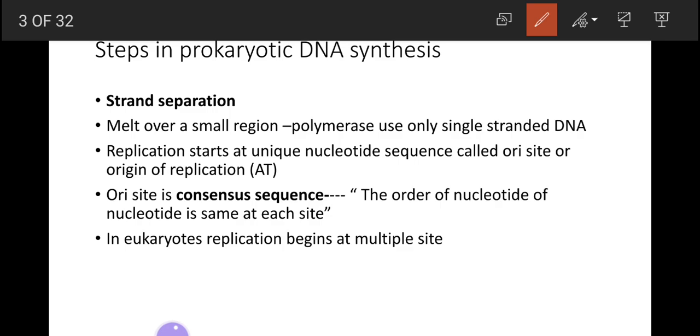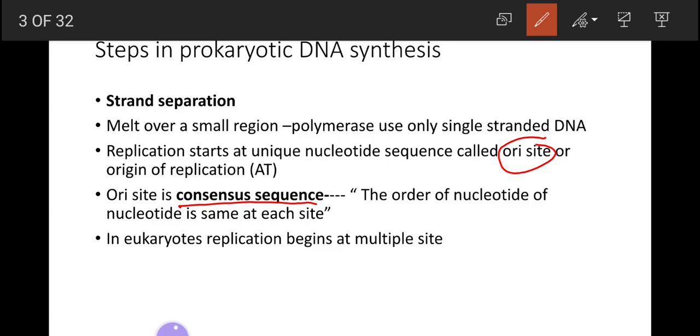Strand separation occurs over a small region. It starts from a very small region, and that region is called the ori site or origin of replication site. This origin of replication site is the consensus sequence. Consensus sequence means the order of the nucleotides is the same at each site.